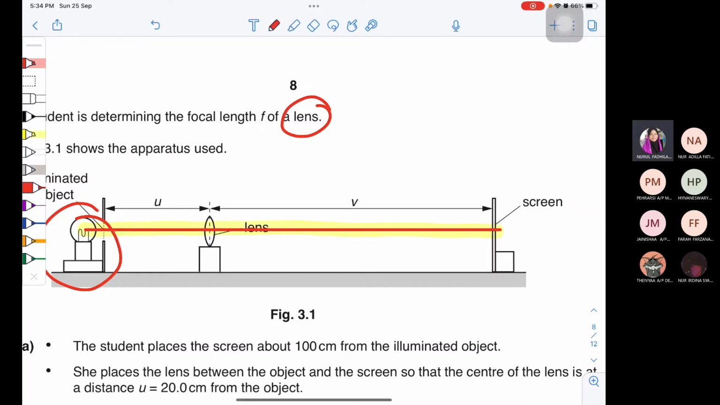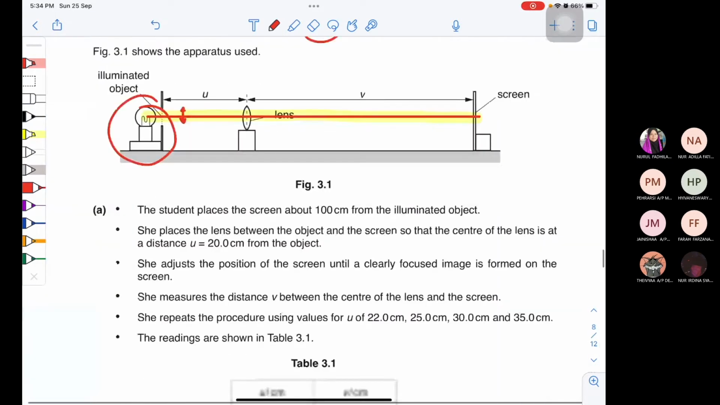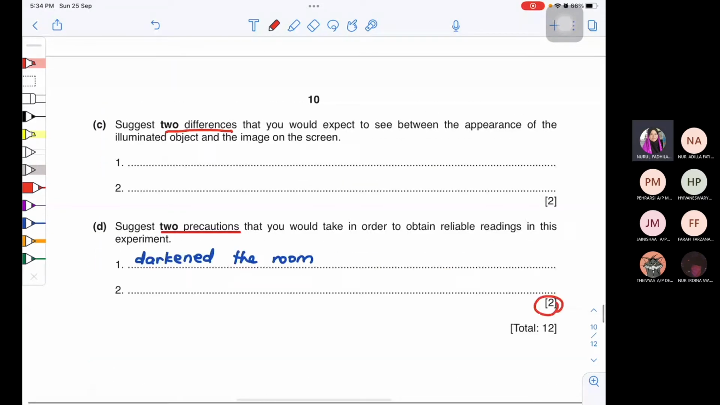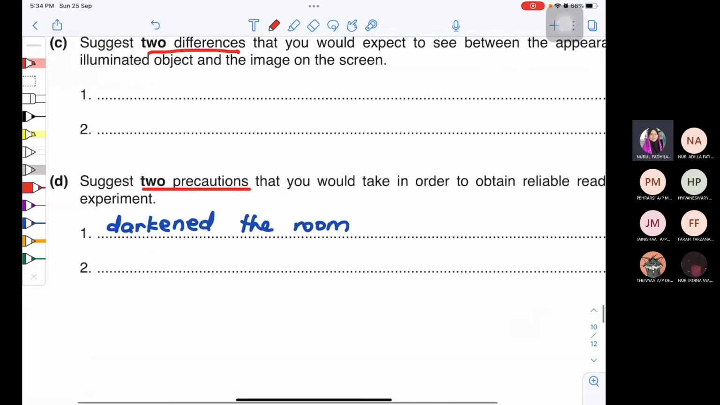Macam mana kita nak tahu lubang ni cahaya tu memang pass through the hole tu. So that's the precaution. If you look at this, dia 2 marks. So maksudnya not only, kita ada banyak lah, more than one. Apa dia tu? How do you say tadi tu? Object and screen. Make sure, yes.